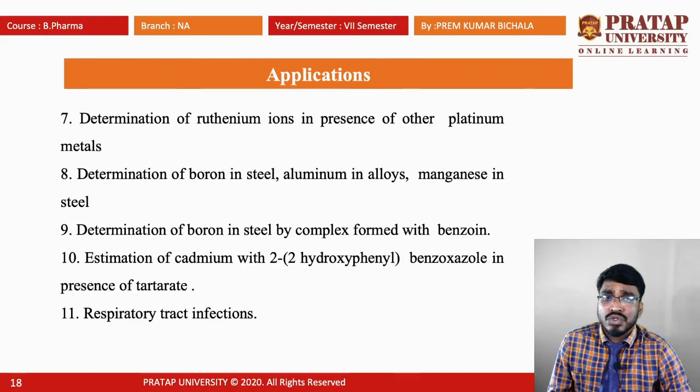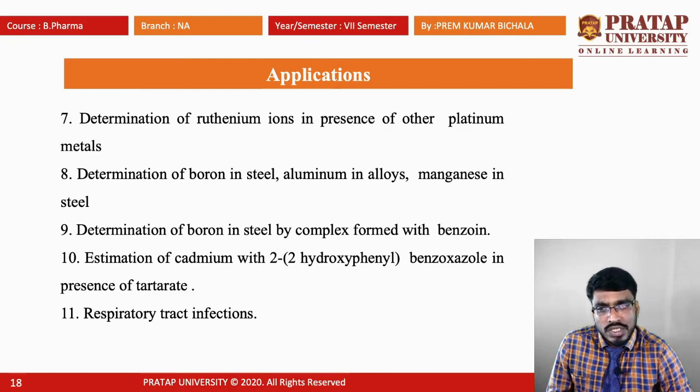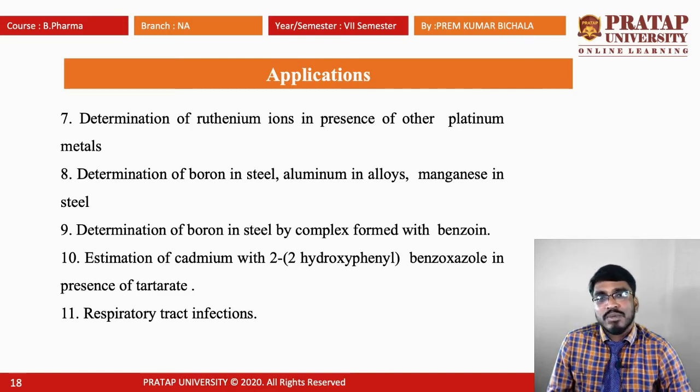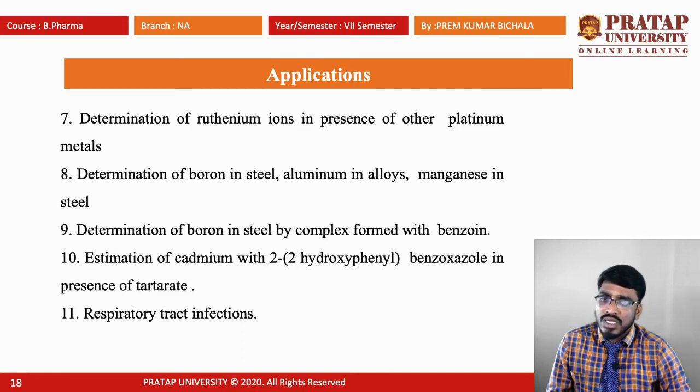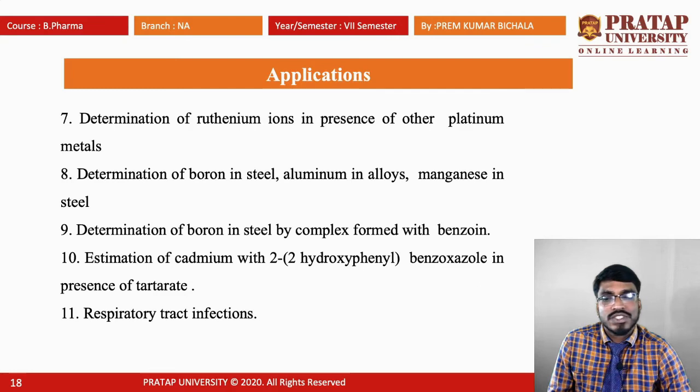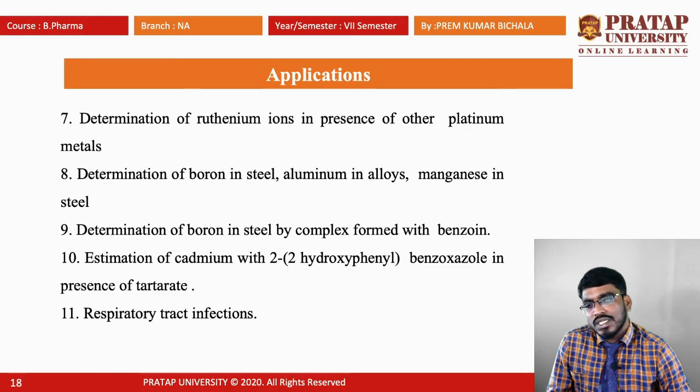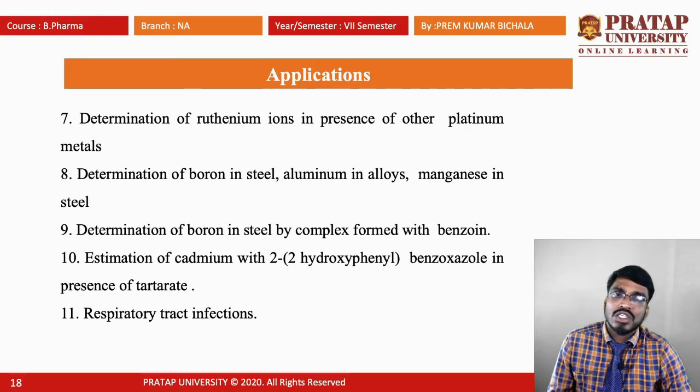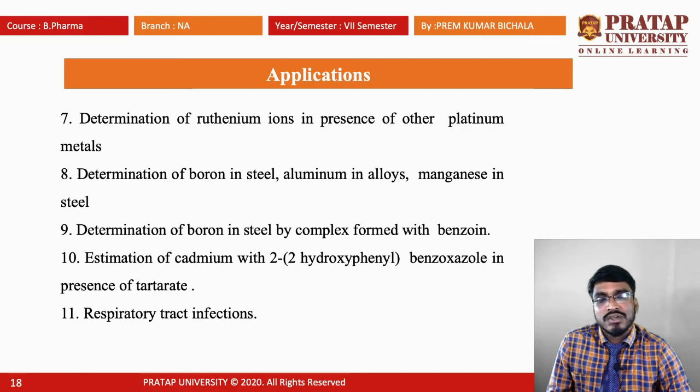It is also used to determine ruthenium ions in the presence of other platinum metals, boron in steel, and aluminum in alloys. Magnesium in steels is also done by fluorimetry. Determination of boron in steel by the complex formed with benzoin is also done, and estimation of cadmium with 2,2-hydroxyphenyl benzoxazole in the presence of tartrate. And then respiratory tract infections are also identified by using fluorimetry.